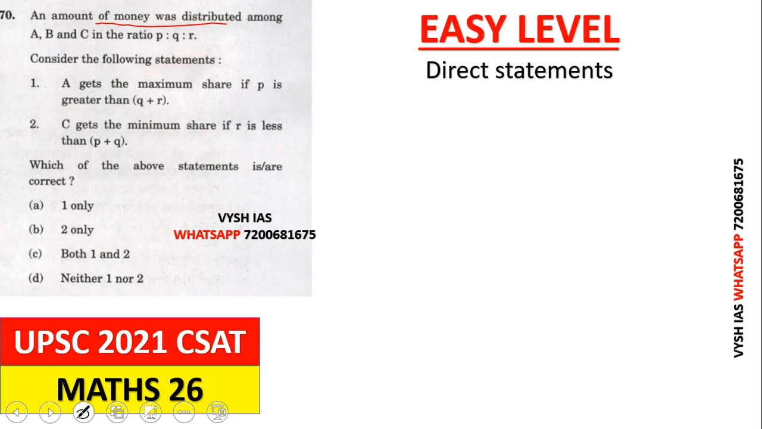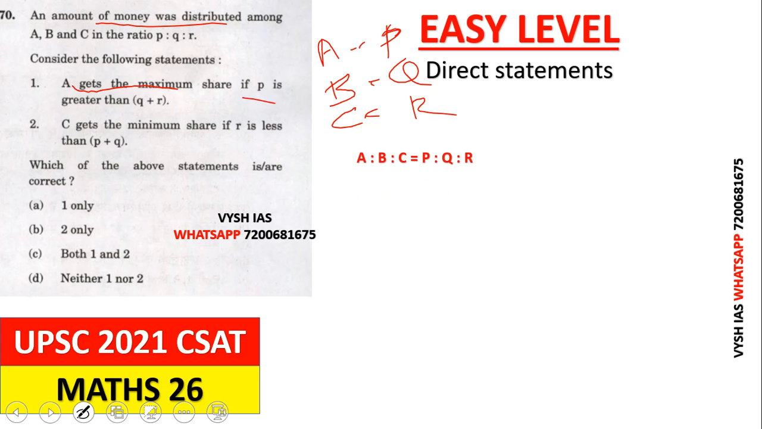Amount of money was distributed among A, B, C in the ratio P, Q, R, meaning there is Mr. A, he got P rupees. There is Mr. B, he got Q rupees. There is Mr. C, he got R rupees. Okay, that is the ratio in which they got. P is to Q is to R. Now they are asking, A gets the maximum share if P is greater than Q plus R.